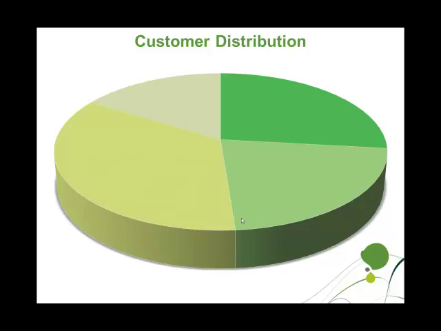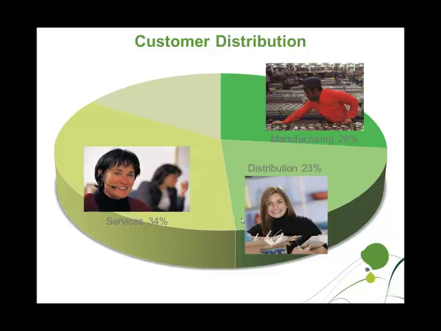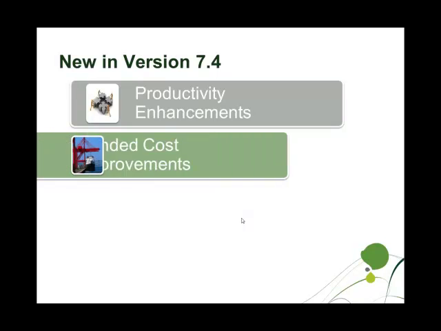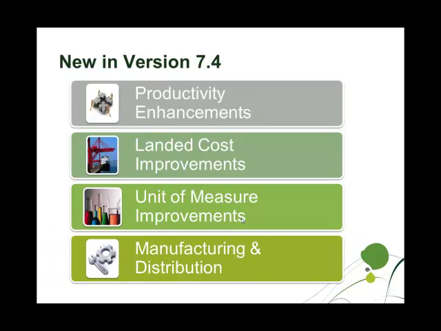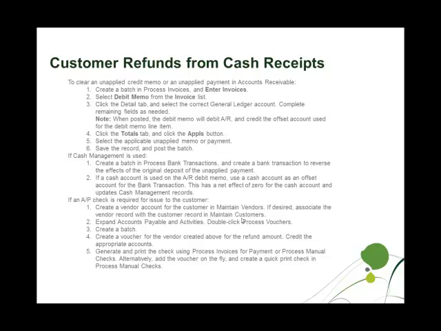MAS 500's current customer distribution is about 34% service industries, 26% manufacturing industries, 23% distribution industries, and about 17% in other industries. New in version 7.4 are productivity enhancements, landed cost improvements, unit of measure improvements, and manufacturing and distribution improvements. All in all, there are 20 plus customer requested enhancements. Let's take a look at a few of those.